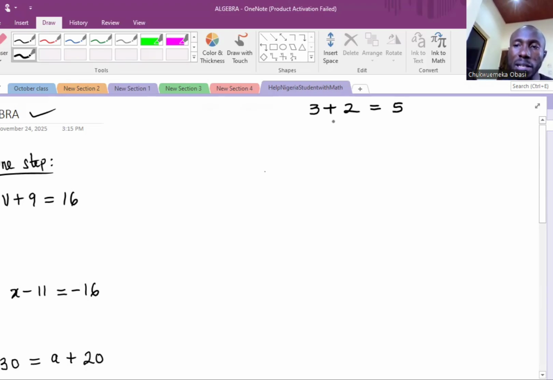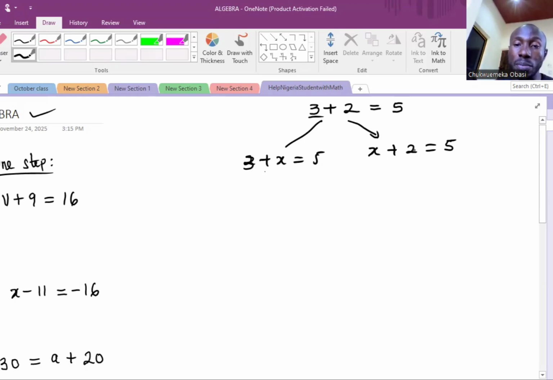But then if I decide to replace one of these numbers with a variable or with an alphabet, let's say x. So I replace 3 with x. So I have x plus 2 equal to 5. Or maybe I replace the 2 with x, okay? And that is 5. However you want to do it. Now, for you to introduce a letter, you've made this an algebraic statement. So this is now an algebraic equation.